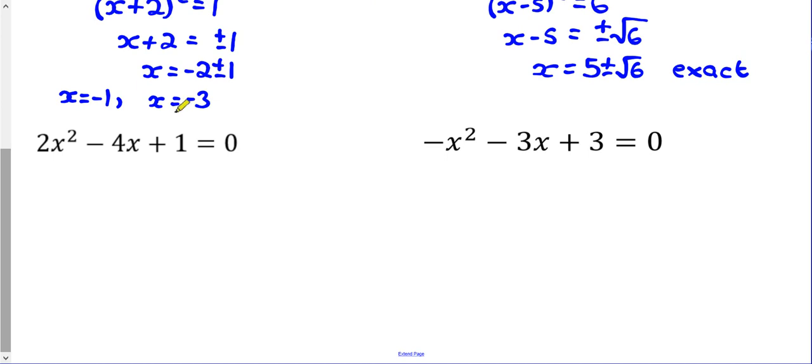Okay, next one, we have this a term. So first step here is to factorise the 2 out of these first 2 terms.